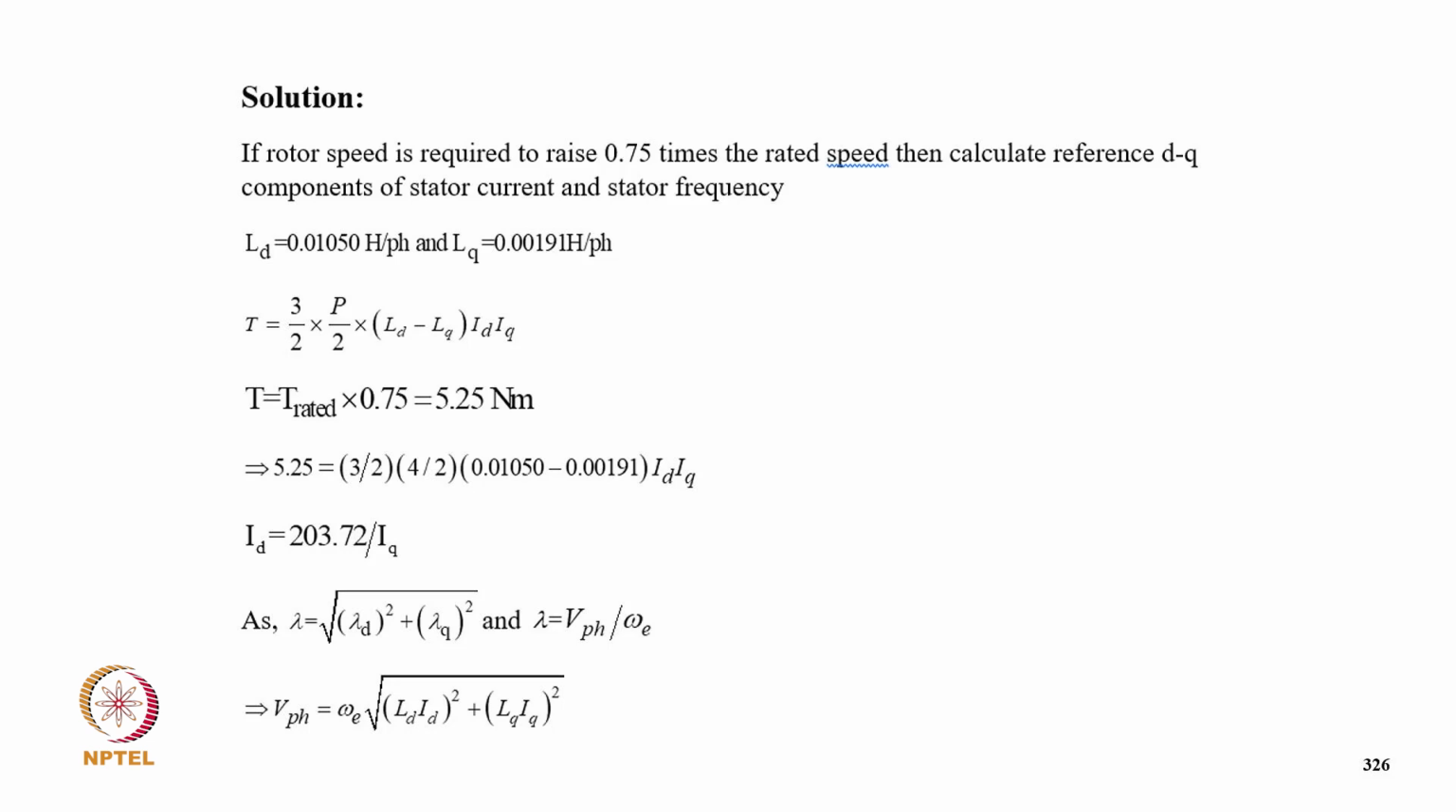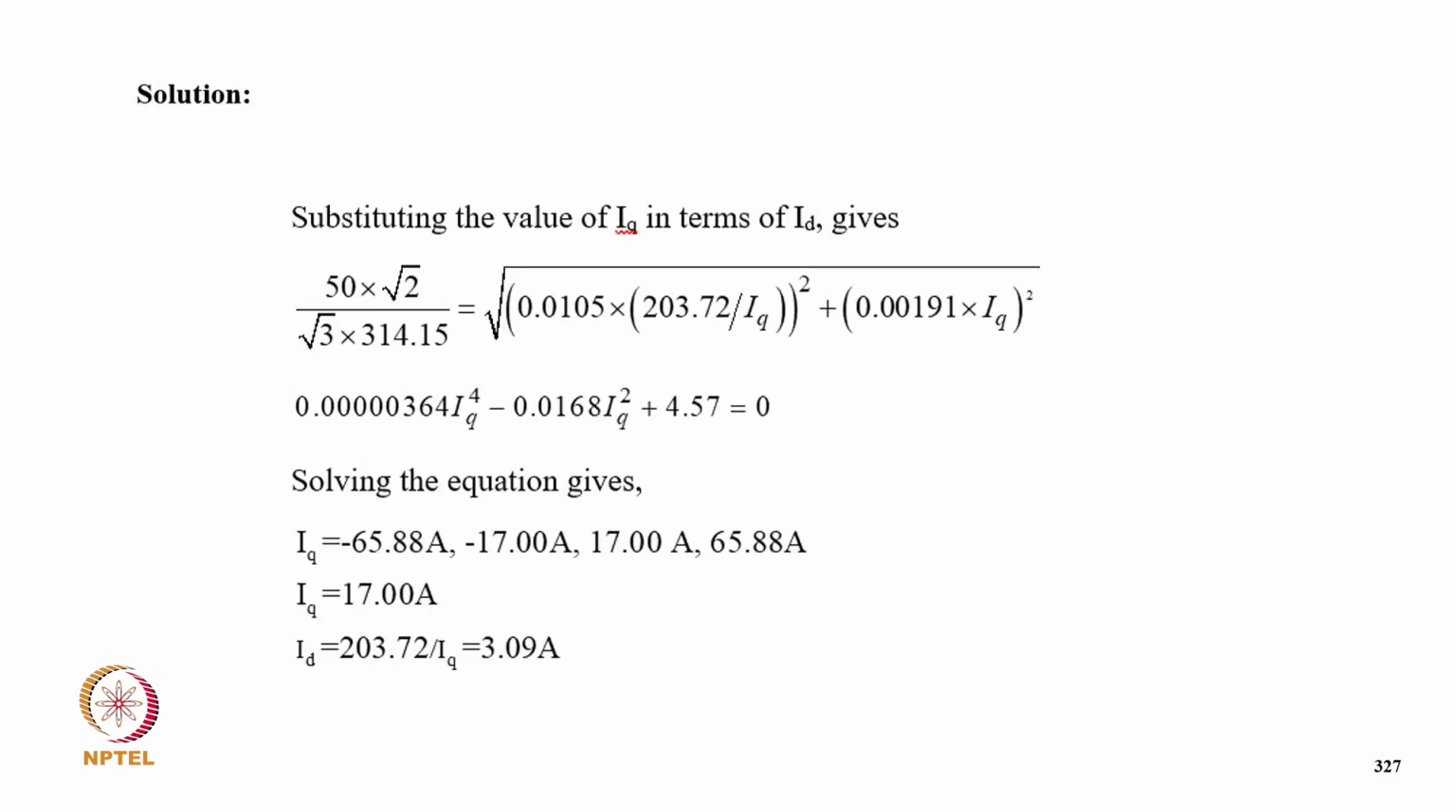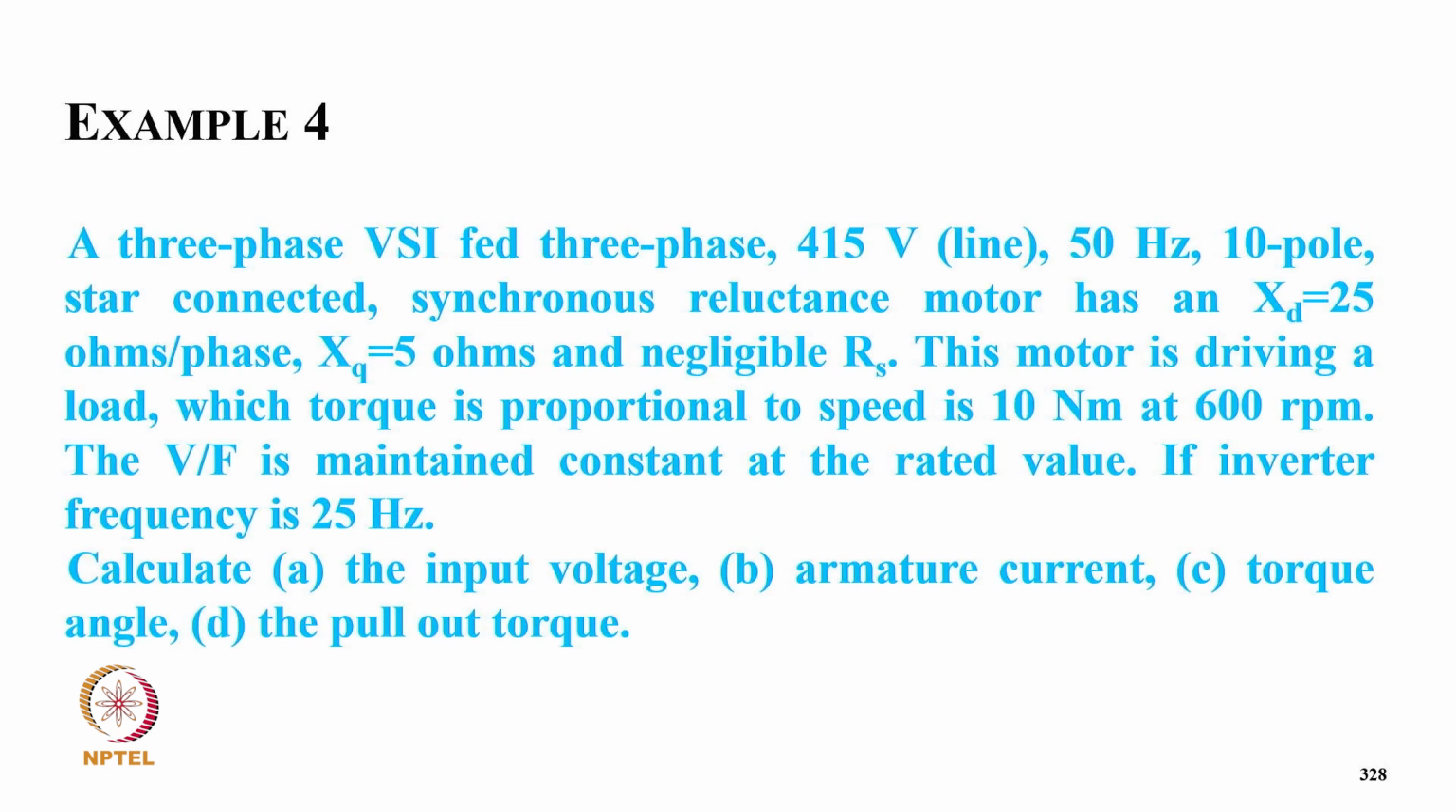So ID we get 203.71 IQ, and from the flux equation we are able to get voltage, and putting this in the equation we get an equation in IQ of fourth order. So we get IQ equal to 17 ampere and ID equal to 3.09 ampere.